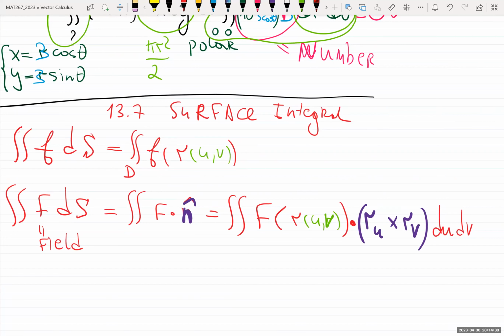So multiplying by this same idea of R_U, R_V, cross product, but you take the size of that vector, du dv, the magnitude. So that's the big difference. Why? Because of surface area.